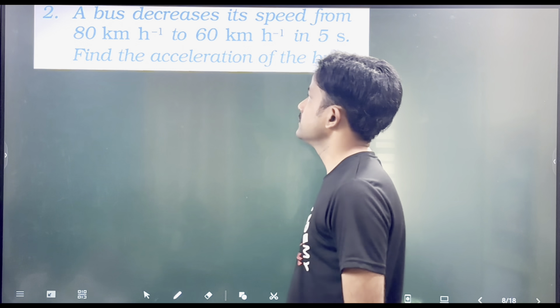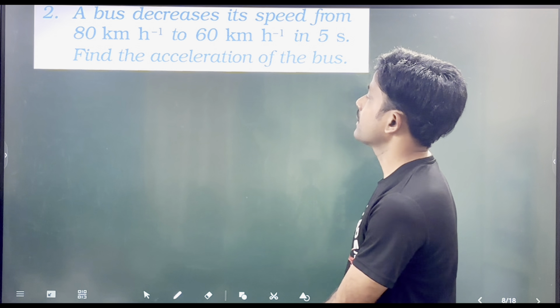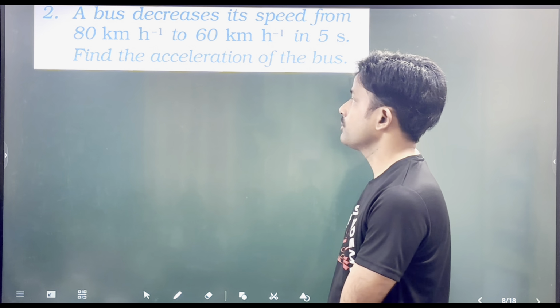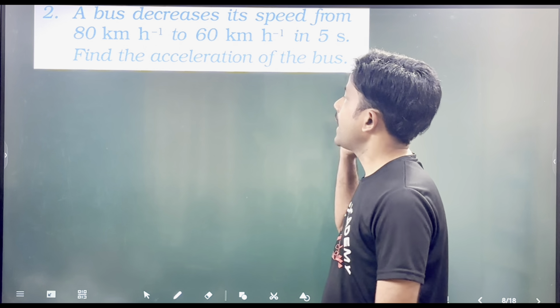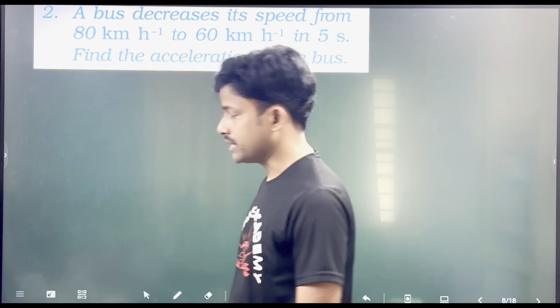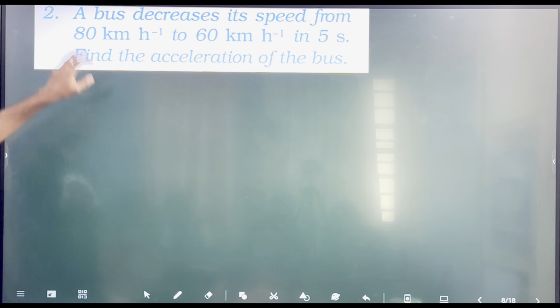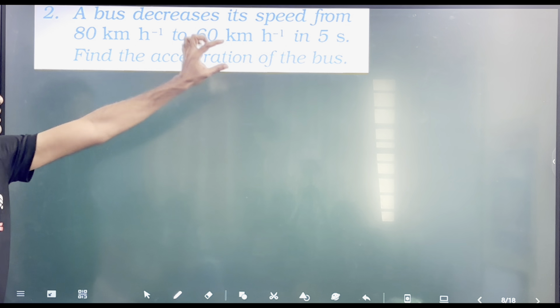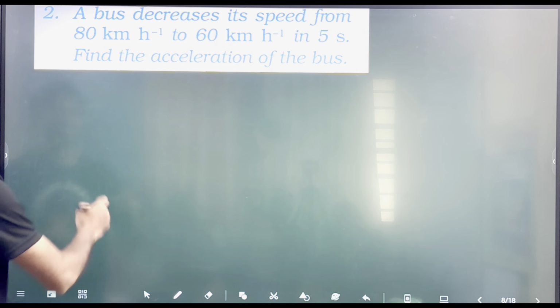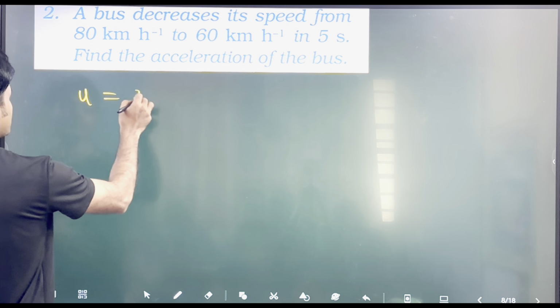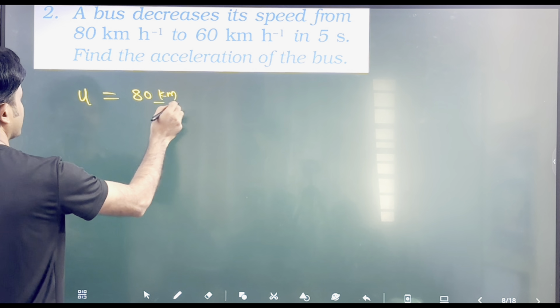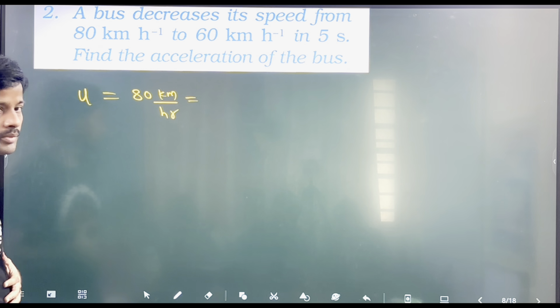And the next one we have here: a bus decreases its speed from 80 km per hour to 60 km per hour in 5 seconds. Find the acceleration of the bus. So here we have to find the acceleration of the bus. Now you see, a bus decreases its speed from 80 km per hour to 60 km per hour. Means the initial speed of this bus is how much here? 80 kilometers per hour.